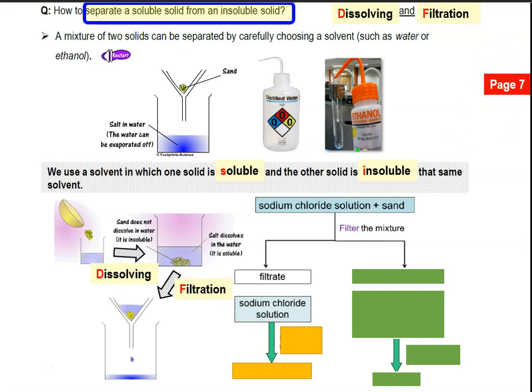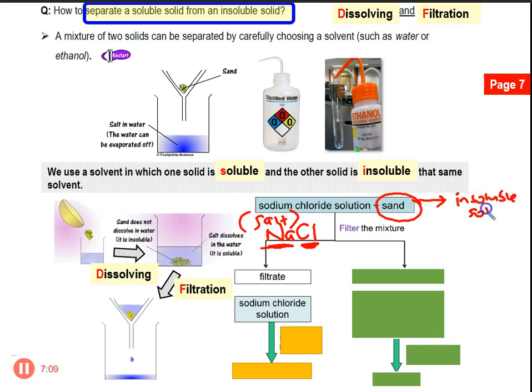Now, you may want to write this down. Sodium chloride actually just means salt, and the chemical formula for sodium chloride is NaCl. Na is sodium, and chloride is Cl. So sodium chloride is a soluble solid, otherwise known as your solute. And your sand here is known as your insoluble solid.